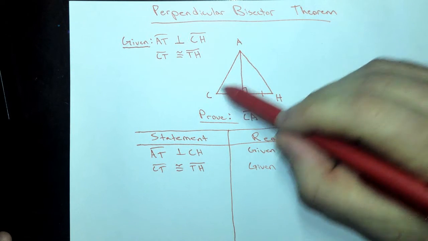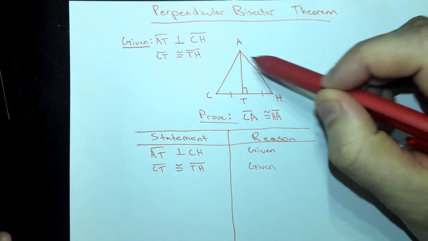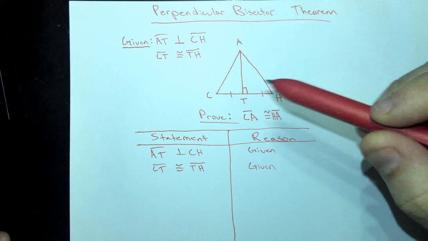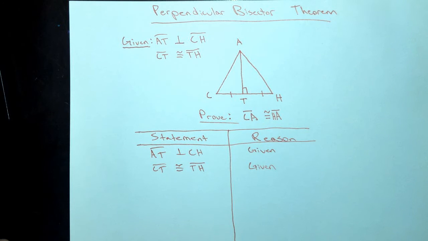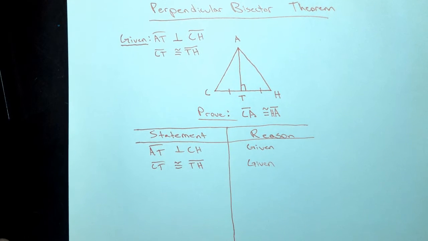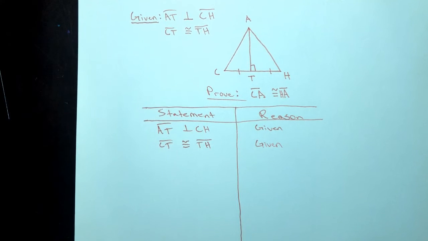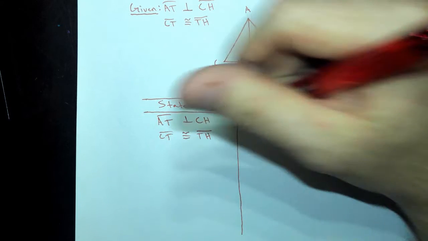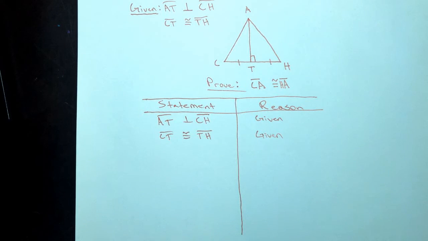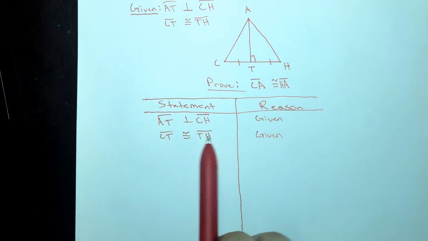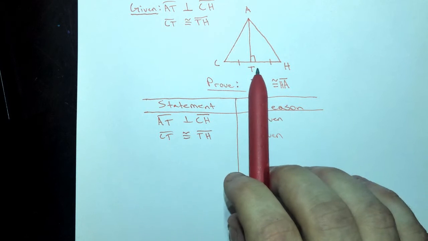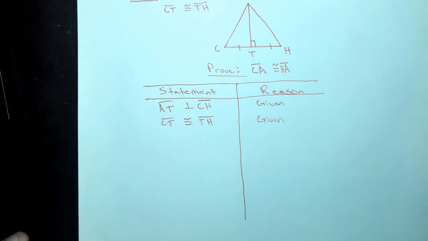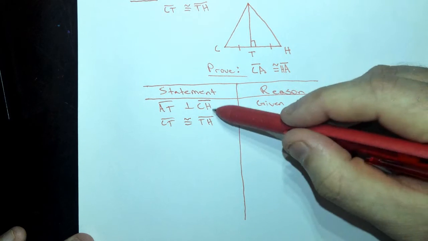So notice that whenever we construct those segments, we end up with some right triangles. This is going to be the method that I'm going to use to prove that those segments are congruent. So with any proof, the first thing you want to do is start by listing out your given information. So I was given that AT is perpendicular to CH, and also that CT is congruent to TH, making AT a bisector.